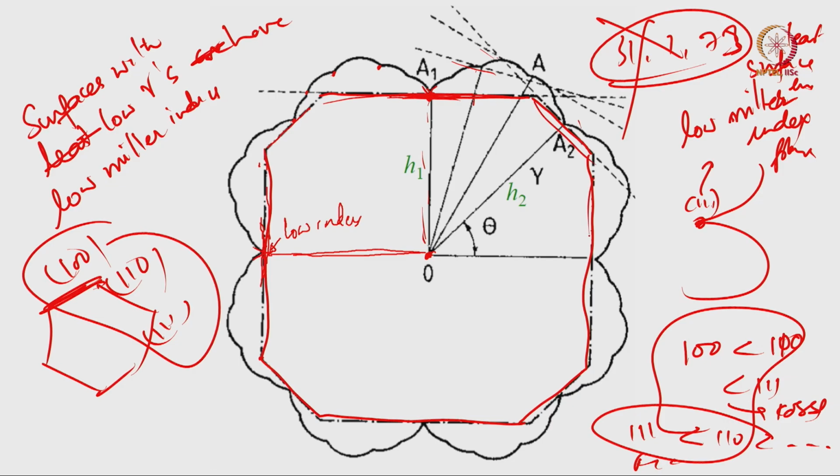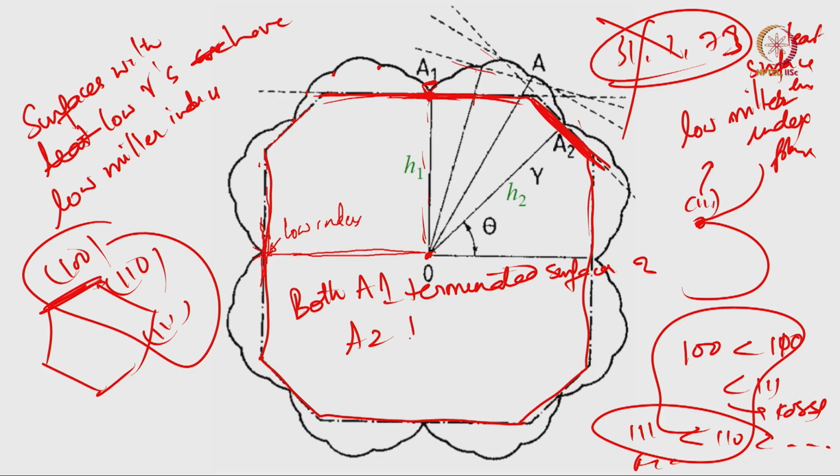Now you may wonder, A1 however has the least surface energy. So A1 has a larger cusp than A2, but in the shape of the crystal I am also getting a part which is A2. So I am getting both A1 terminated surfaces and A2 terminated surfaces.